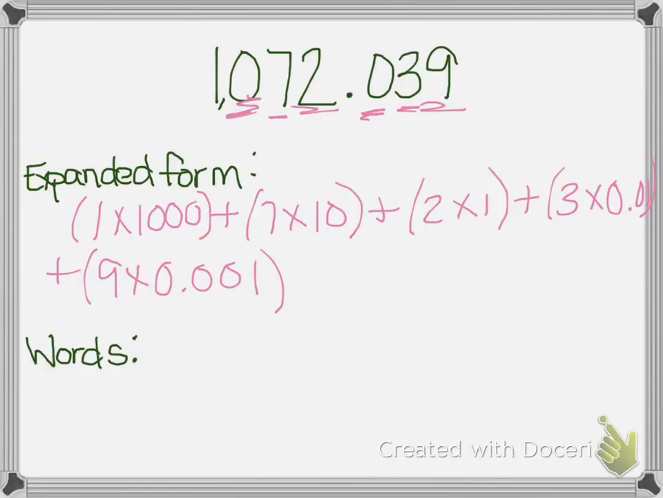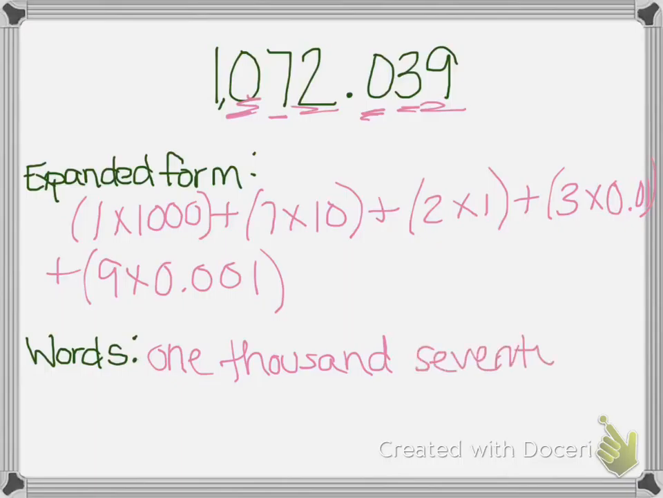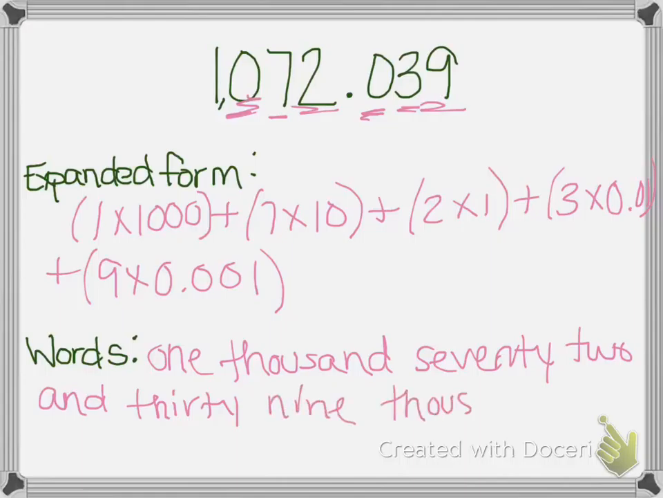In words, it's 1,072 and for that decimal place, 39 thousandths.